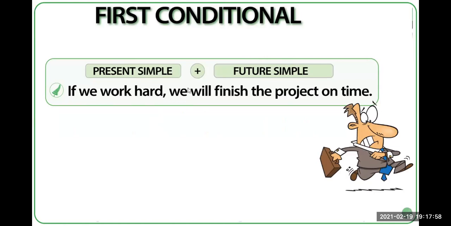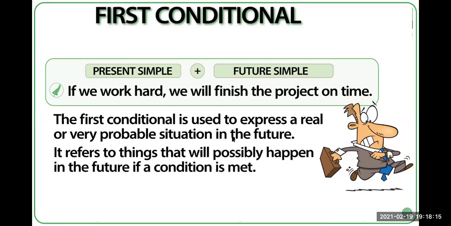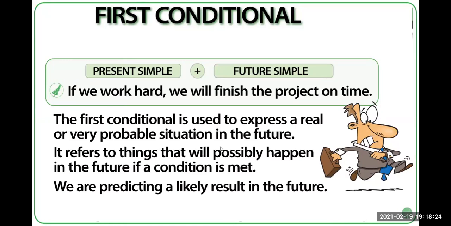As you can see, we are using the future simple. Will finish. Here we have the first conditional, used to express a real or very probable situation in the future. Okay? It refers to things that will possibly happen in the future if a condition is met. We are predicting a likely result in the future.